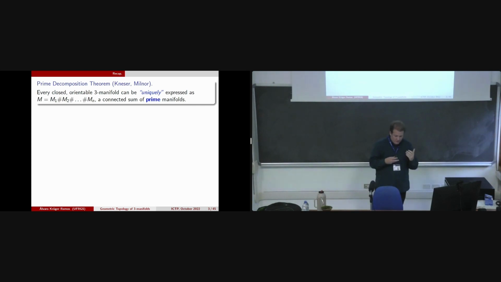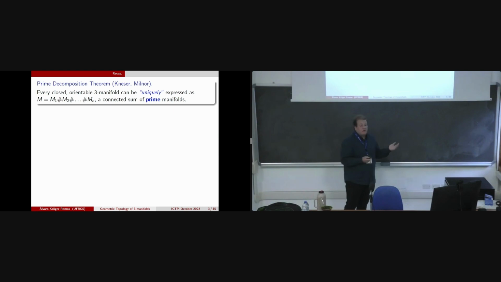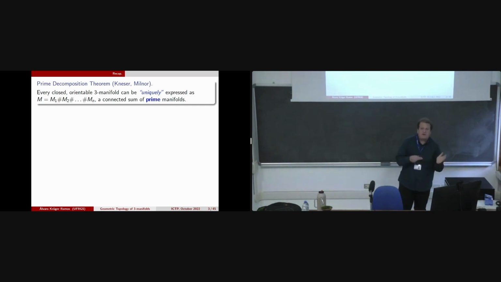Okay, so the development of the theory to try to explain all closed orientable three manifolds goes like this. You start with the prime decomposition theorem by Kneser and Milnor. Kneser found the existence of this decomposition and Milnor proved the uniqueness. So every closed orientable three manifold can be uniquely expressed, in the sense that any minimal decomposition is equivalent to any other minimal decomposition by isotopies, as a connected sum of prime manifolds.